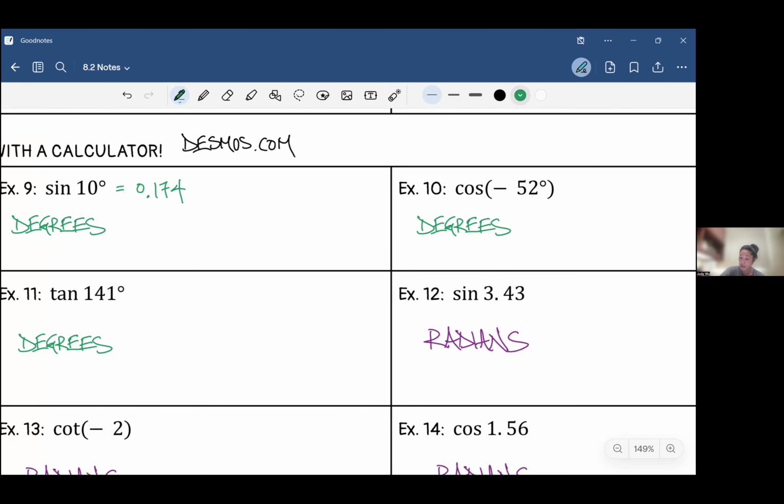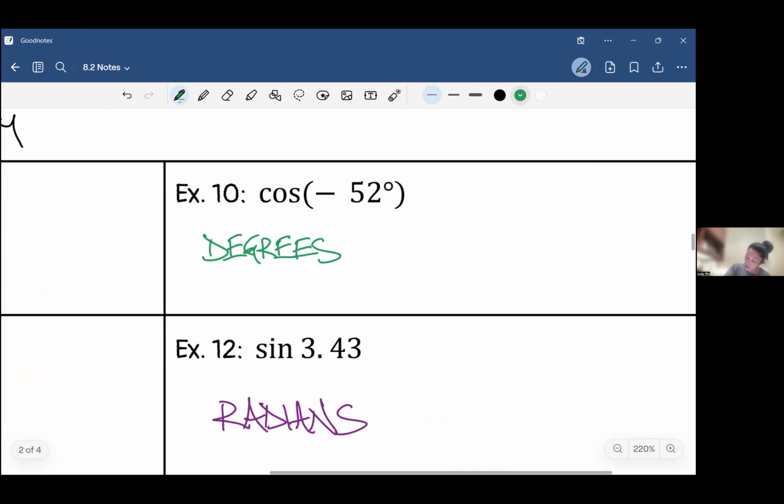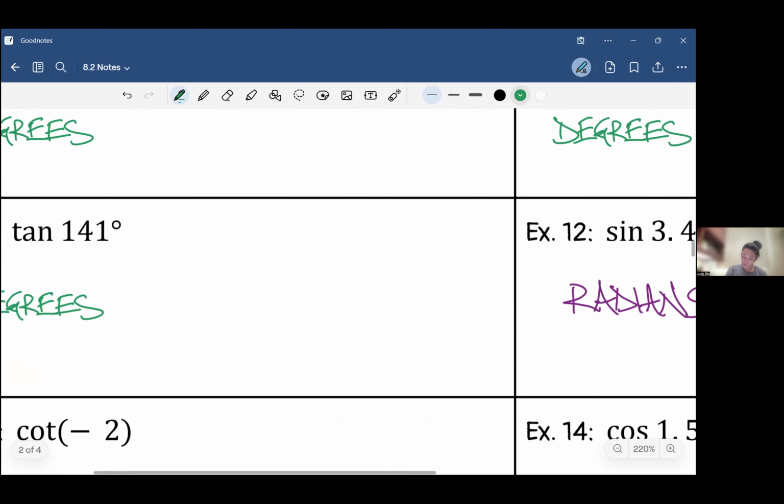Type in cosine. You want to make sure you see a negative sign here, so cosine of negative 52 degrees. And when you type that in, you should get 0.616. Okay. It's okay that we have decimals here, and it's going to be weird decimals. Totally fine. Okay. You don't need to write them all. 3 is absolutely enough.